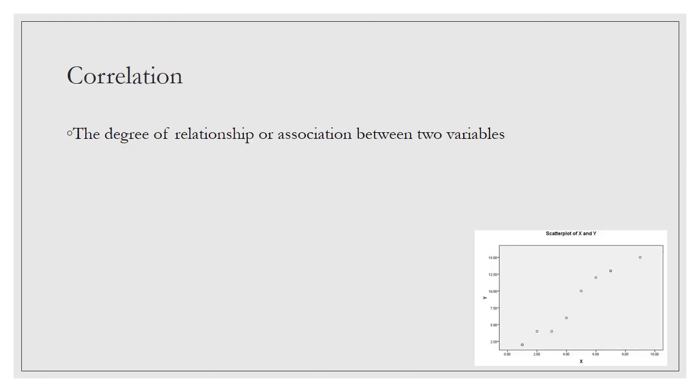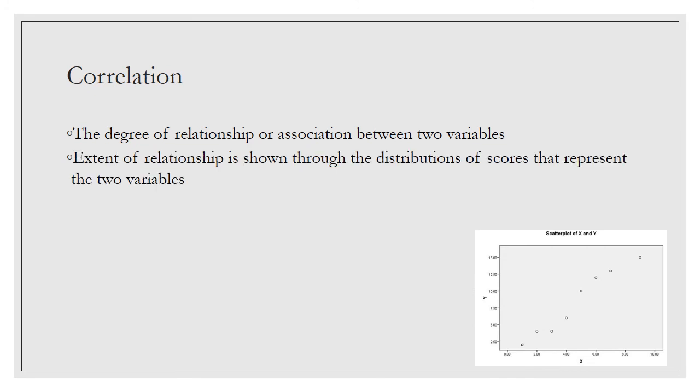So far, we've really just been describing one variable, but now with a correlation, this is going to be defined as the degree of relationship or association between two variables. So instead of just a variable x, which might be our math test, we also have a variable y, which might be our science test. And we want to see how those two things associate or relate to each other.